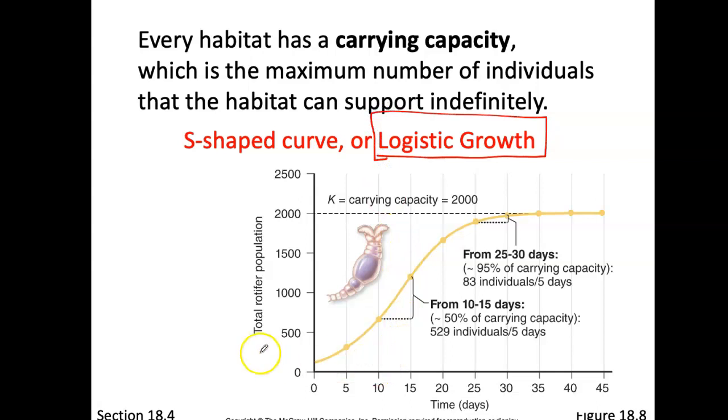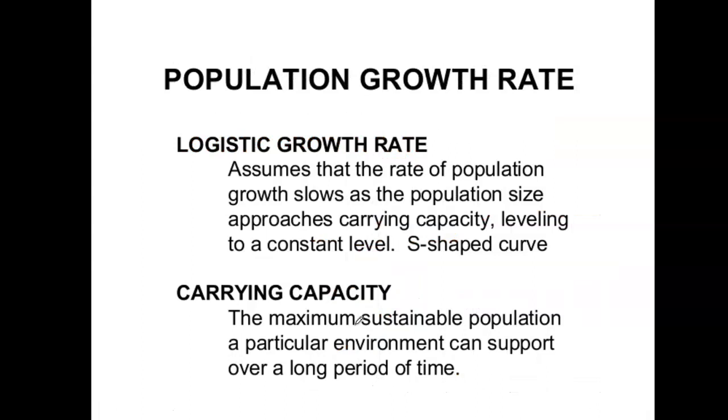So exponential, exponential, exponential, and if we were to measure it only to there, we would have thought that was exponential, but once it levels out, it's going to be logistic growth once it reaches its carrying capacity. This is written out for you because you have the notes and you can review back. A logistic growth rate assumes that the rate of population growth slows as the population size approaches the carrying capacity, leveling out. And as a definition, the carrying capacity is the maximum sustainable population a particular environment can support over a long period of time.